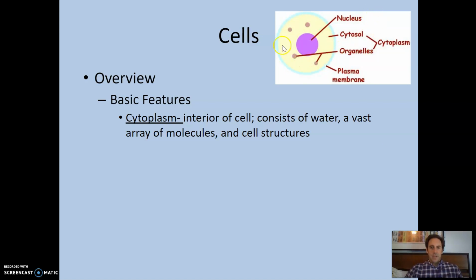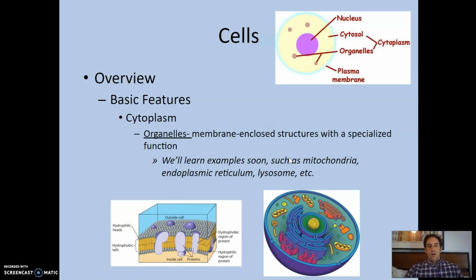The cytoplasm then is the interior of the cell, and it basically is just this whole yellowy area right there. It consists of water, a whole bunch of dissolved molecules, and then a bunch of cell structures. Now you'll notice up here that the word cytoplasm is actually broken down into cytosol and organelles. The cytosol refers very specifically to that liquidy interior, basically water, with those different molecules dissolved into it. The organelles are membrane-enclosed structures embedded within that cytosol.